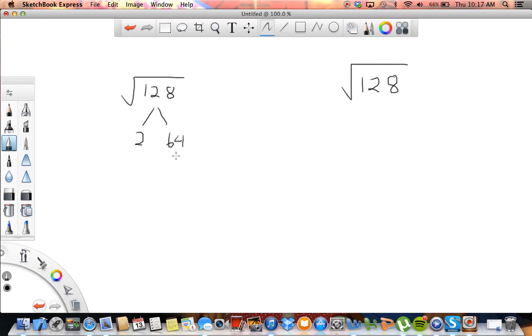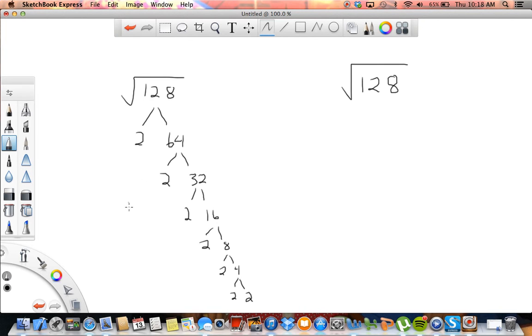Well, 64 keeps going. So let's see here. 64 is an even number again, so 2 goes into that, and that gives me 32. Keep on going. We have another even number. I know 2 goes into that, so we have 2 times 16. Keep on going. We get 2 times 8. Keep on going, and we get 2 times 4. And keep on going because we still have an even number that's not a prime, and we finally have it where we have 2's all the way across the board here. That's a lot of 2's, right?